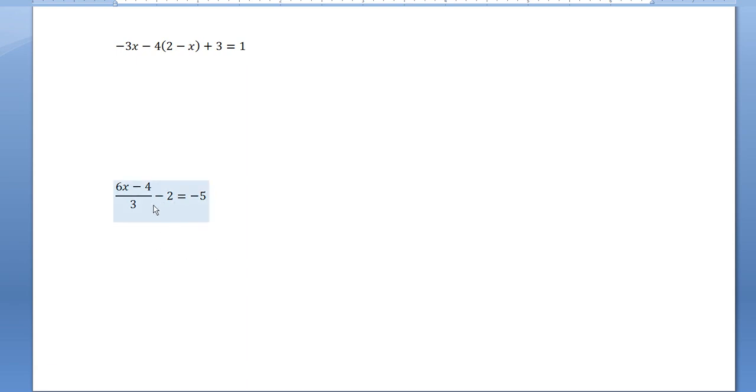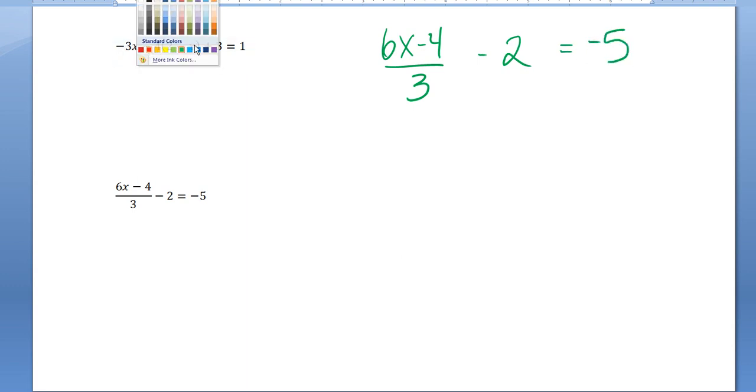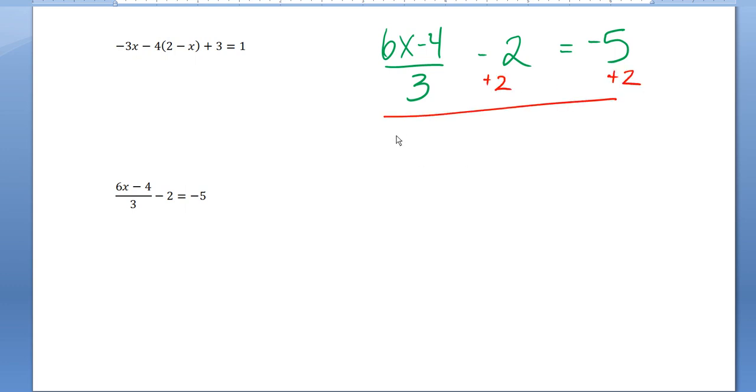Right here, you need to get rid of this subtract 2. See how it's kind of farthest away from the x here? We can get rid of the subtract 2 by adding 2. I'm going to rewrite this. Something about my equation editor, it keeps changing the size of those numbers, and it's bothering me. So here I am rewriting my problem. Okay, so we are going to add 2 to both sides. Rewrite our problem. I'm left with 6x minus 4 over 3. Subtract 2 and add 2 makes 0 equals -3.